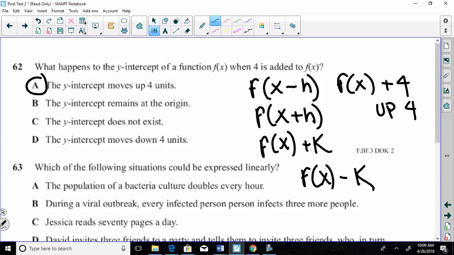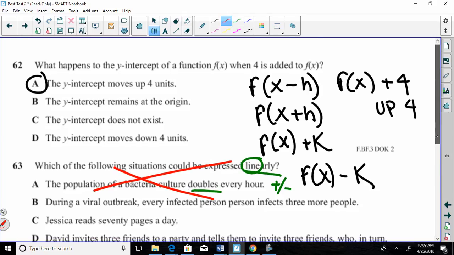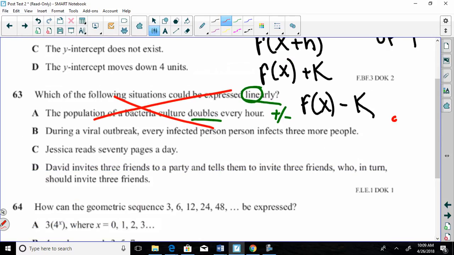what does linear mean? Adding or subtracting, and we also know it's a line, a straight line. So if the population doubles, would that be linear? What would it be? Exponential, right? It's multiplying.